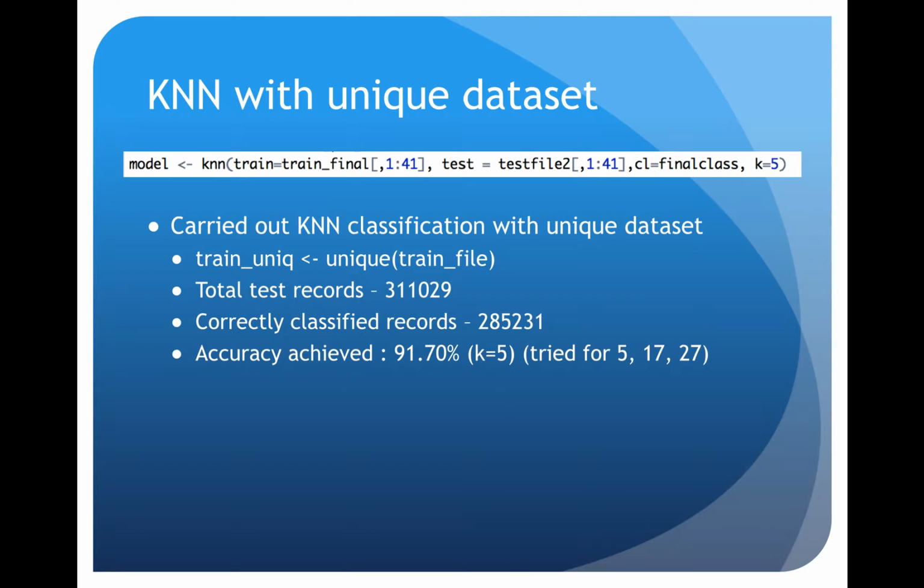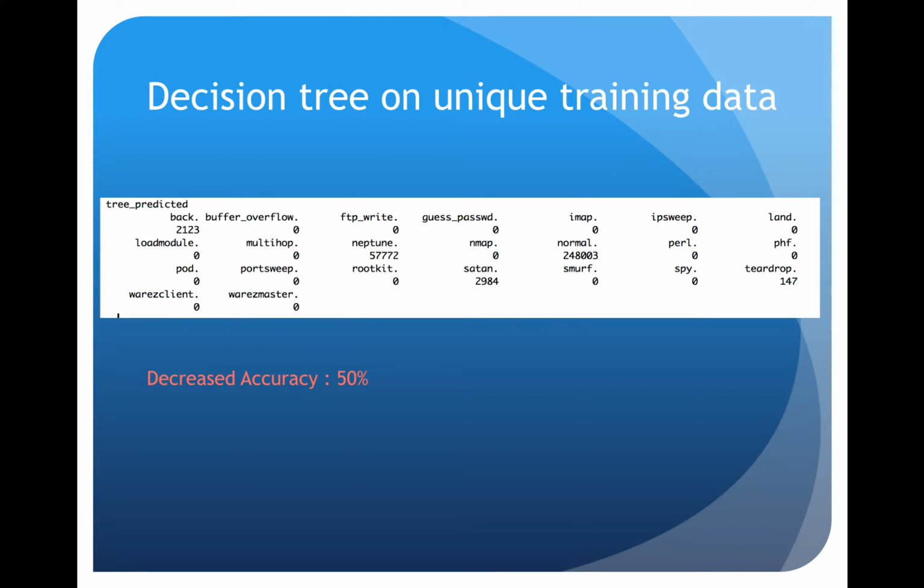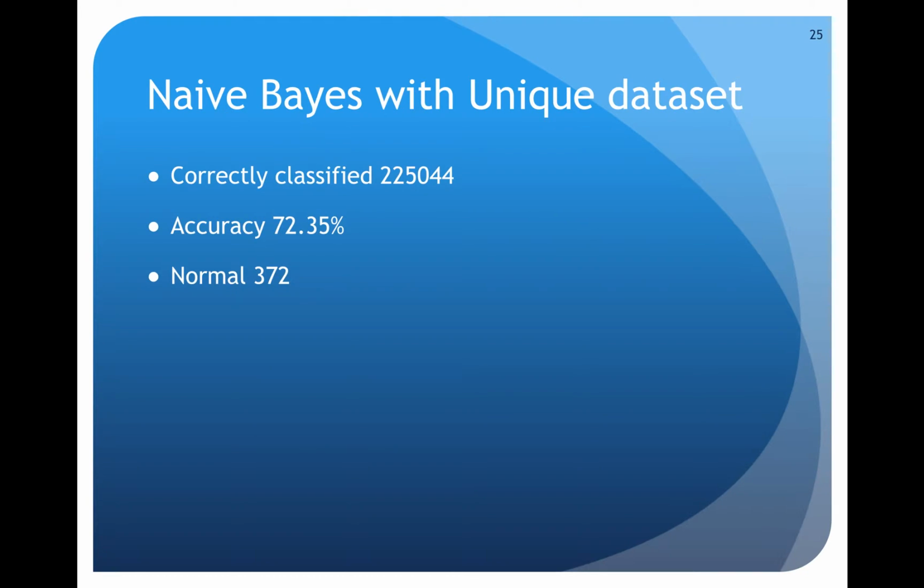With this, I got about 91.7% accuracy, which was really good. I could identify 285231 records correctly. I tried KNN for different values of K, but I got the highest accuracy for K equal to 5. I tried running decision tree for the unique training data, but I actually got decreased accuracy. My accuracy was decreased by 50%.